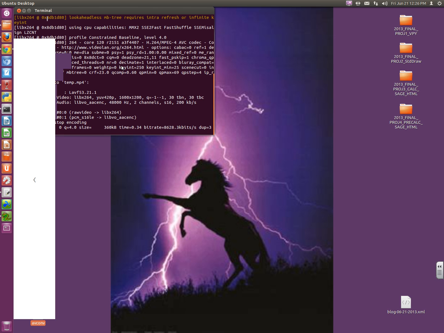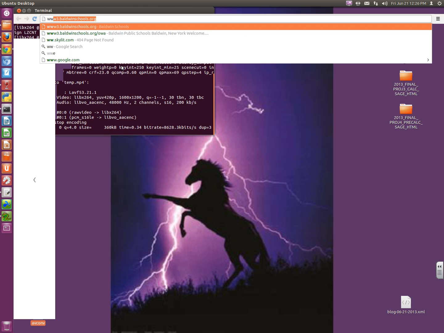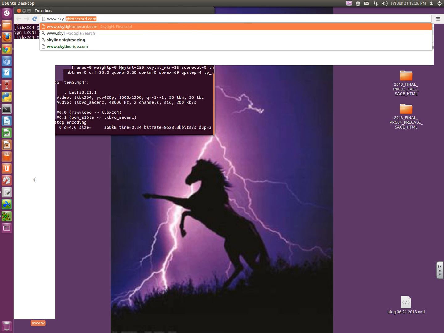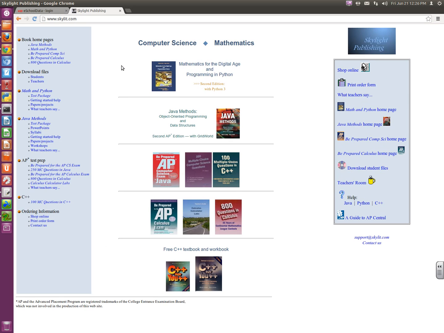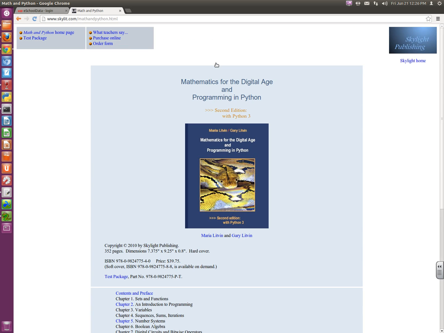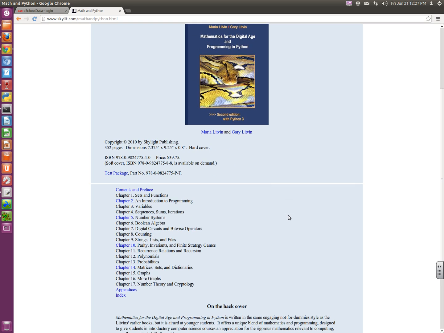Just to recap, this year we did a lot with Sage and Python using the Litvin's Discrete Math book. I think it's Skylit, their website is skylit.com. I highly recommend this book. I spend a lot of time in the first semester in chapters 1 through 7. We do a lot with bits and bytes and changing bases, and a lot with functions and variables and Python.